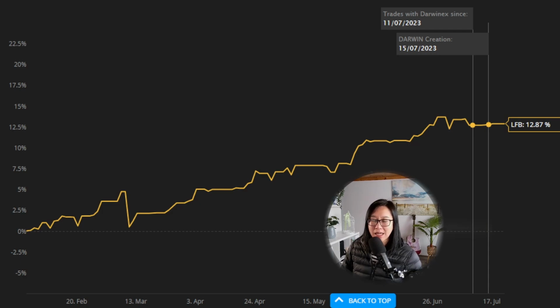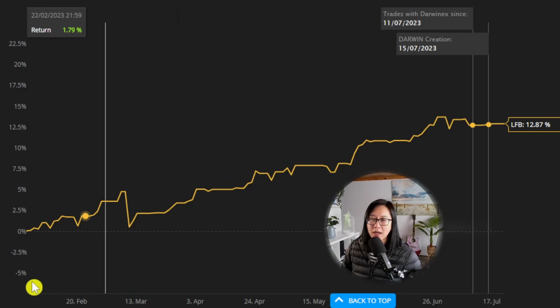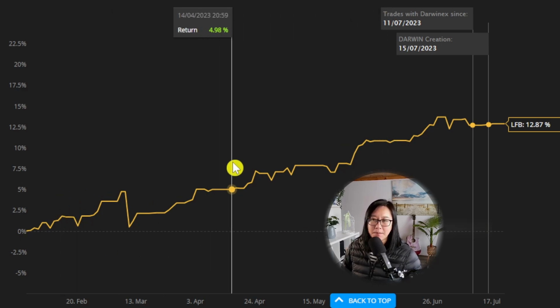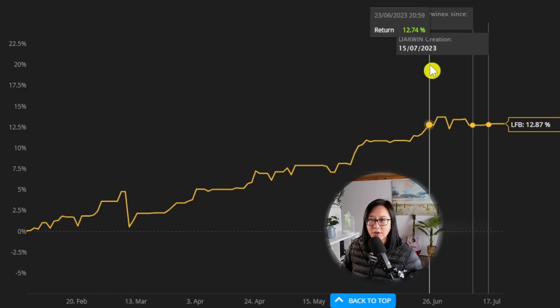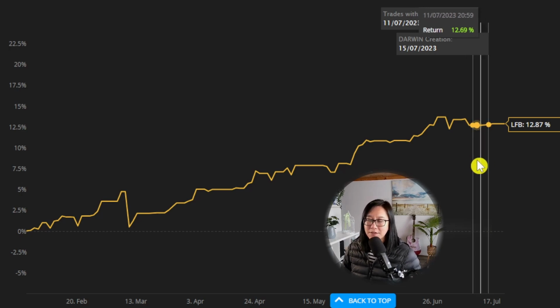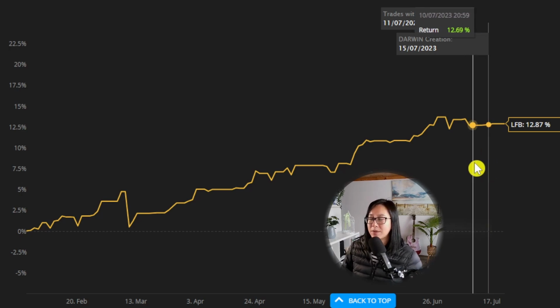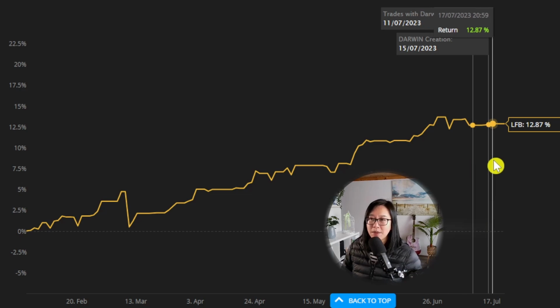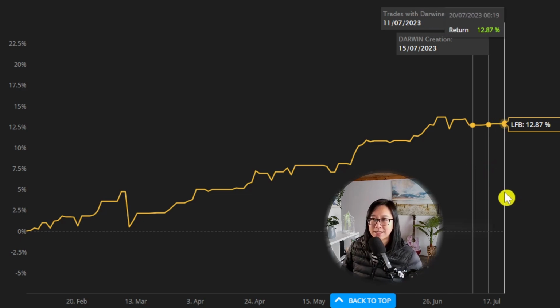This is what the linking process looks like. You can see this first half here up to the first gray line. That is my old account trading on a different broker, and I linked that account here. Then the migration process copied all my historical trades into the Darwinex ecosystem. And you see this flat period here. That's when I was waiting for the migration process. So now the migration process is complete.